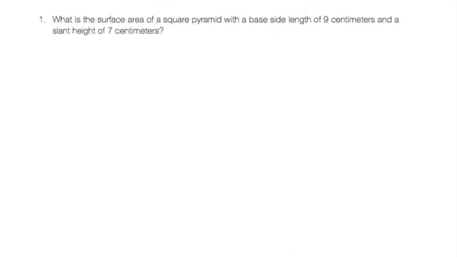Let's look at a couple of examples. So if we're going to find the surface area of a square pyramid with a base side length of 9 centimeters and a slant height of 7 centimeters, let's first find the base. And the base is a square, which is just the two side lengths multiplied by each other. So 9 times 9, which is obviously 81.